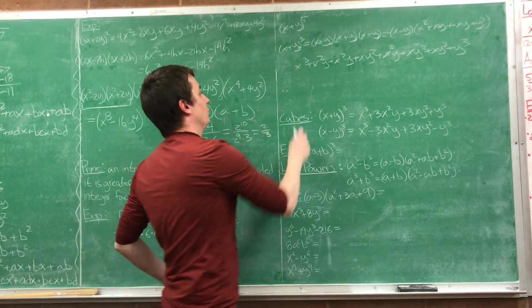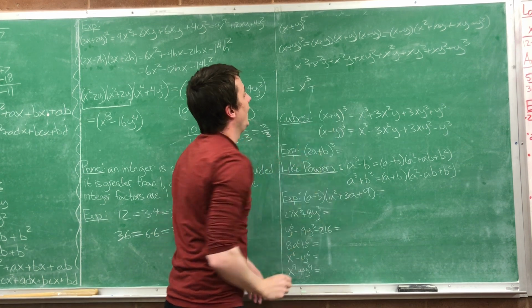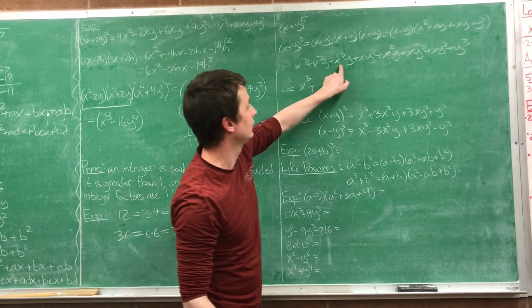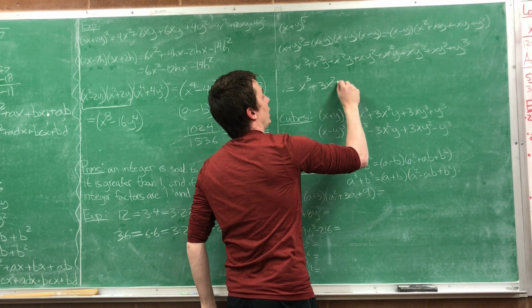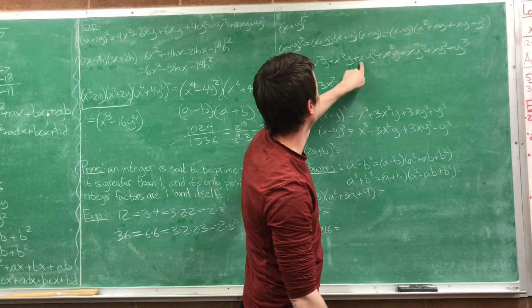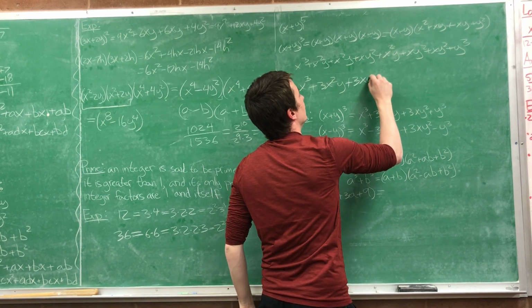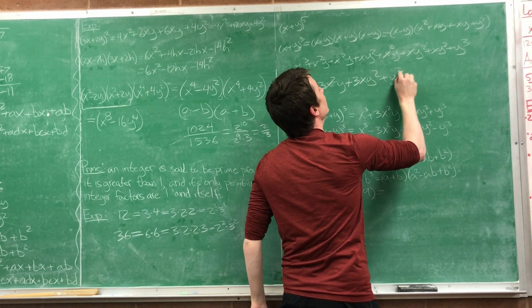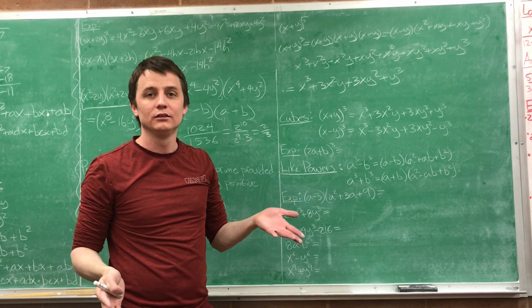And now add them all up, and what do we get? We get 1x cubed. Plus how many x squared y terms? x squared y, x squared y, x squared y. We have 3 of those. Plus 3x squared y. Plus, how many xy squared terms do we have? 3 of those. Plus 1 y cubed term. Okay, there's doing it the stupid long way, right?